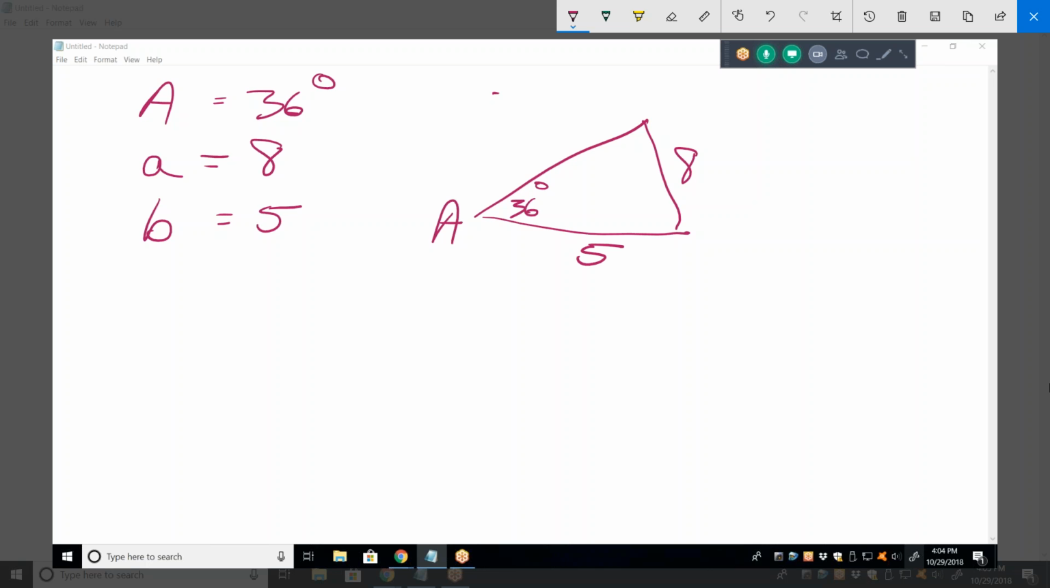Okay. What law are we going to use here? Sine A over lowercase a equals sine B over lowercase b. You basically have two laws in trig. One is the law of sines, and the other is the law of cosines. Those two laws will allow you to solve any triangle as long as you have three pieces of information. And we do. We have an angle, we have its opposite side, and we have an adjacent side. So the first thing is, we're going to use the law of sines.